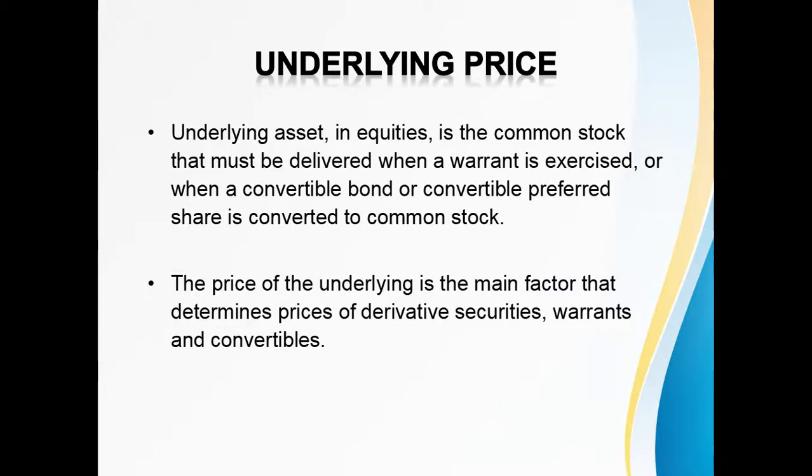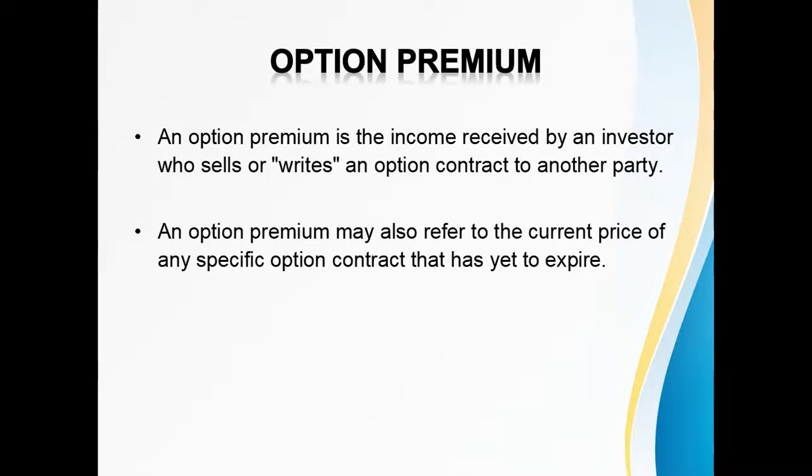Underlying price. First, we should understand the underlying asset before we look at the underlying price. Now, underlying asset in equities is the common stock that must be delivered when a warrant is exercised or when a convertible bond or a convertible preferred share is converted to a common stock. The price of the underlying is the main factor that determines the prices of the derivative securities, warrants, and convertibles, in this case, the options contract.